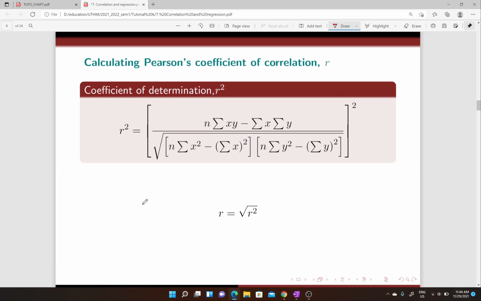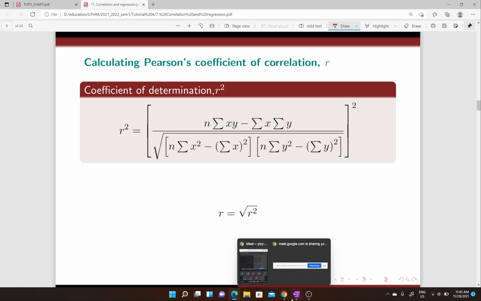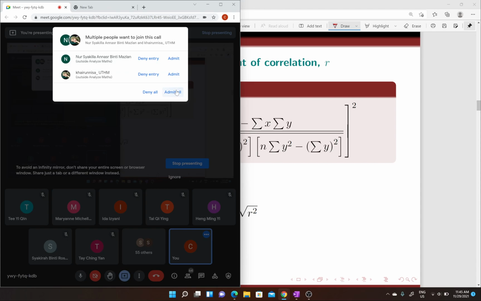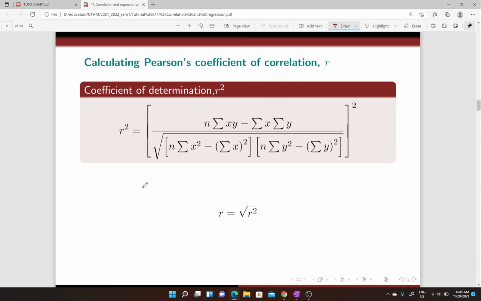Calculating the Pearson coefficient of correlation. First of all, you will compute R square. R square is known as the coefficient of determination. Explanations for all these things are inside the tutorial; I have given full answers for all the questions, you can refer. So this is the formula. Basically, you have to find the summation of x, summation of y, summation of xy, summation of x square, summation of y square, and n is the number of pairs of data you have. This is the coefficient of determination.